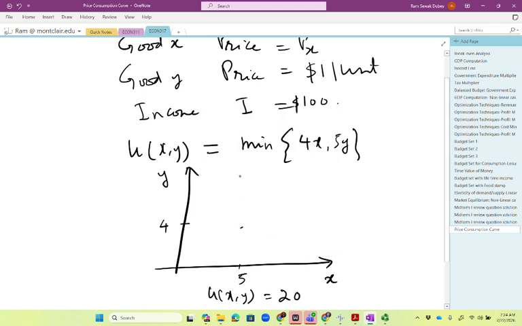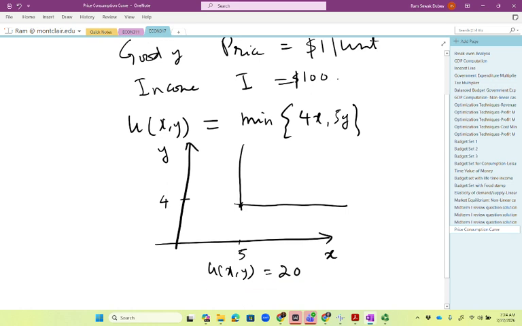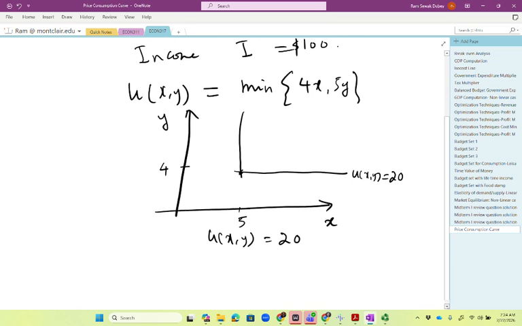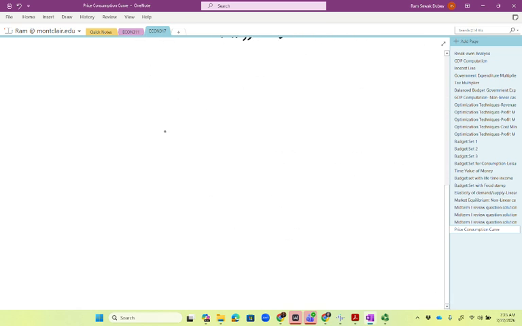And let's say I want to draw indifference curve for the utility level u of xy to be equal to 20. In that case, I will have the consumption bundle 5 and 4, which will generate utility level of 20 units. So the Leontief indifference curves look like the L shaped. So it should not go beyond, it should be from here on, and that's an indifference curve. I will write it as u of xy equal to 20.